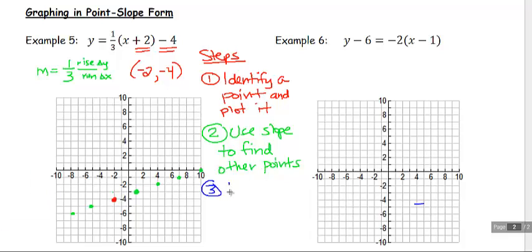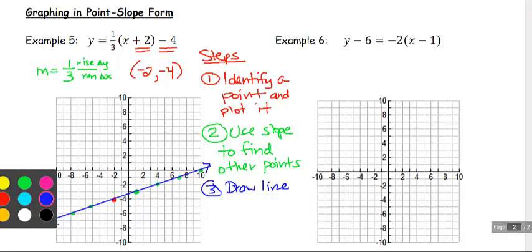And the last step, draw the line. Like that. Put some arrows at the end, and we are done. So let's do one more together. I did want to show you that sometimes we need to do a little adjusting when we are looking at an equation.